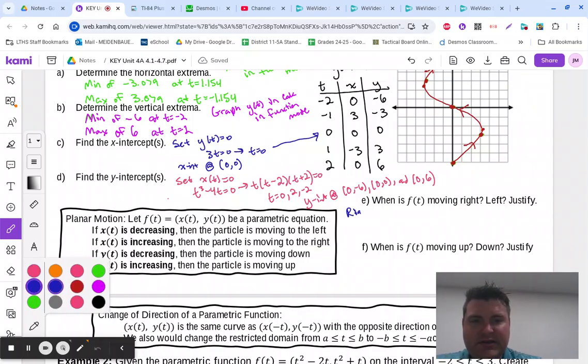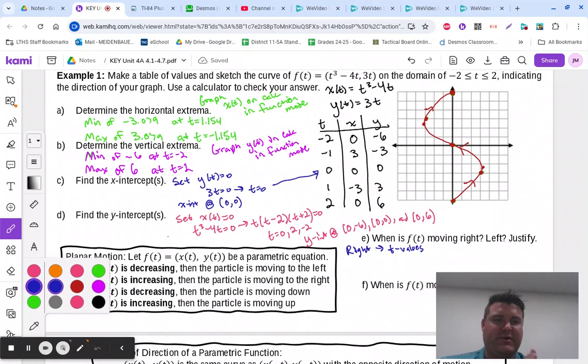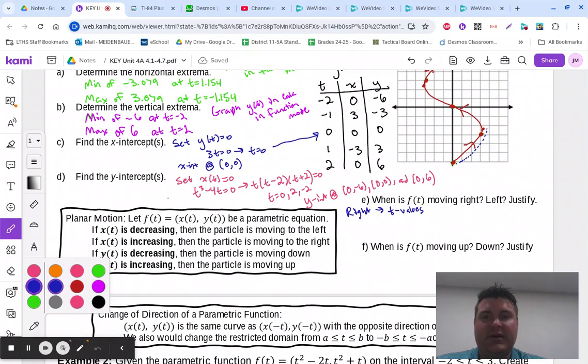So I'm moving right, and I'm looking for t values. You can just even tell from my graph. Look at the graph, look at the motion. We start at t equals negative 2 here, and that's the bottom, and we're moving right until we hit our maximum right here, which I wrote down in part A, at negative 1.154. So we are moving right for t values of negative 2 until negative 1.154.